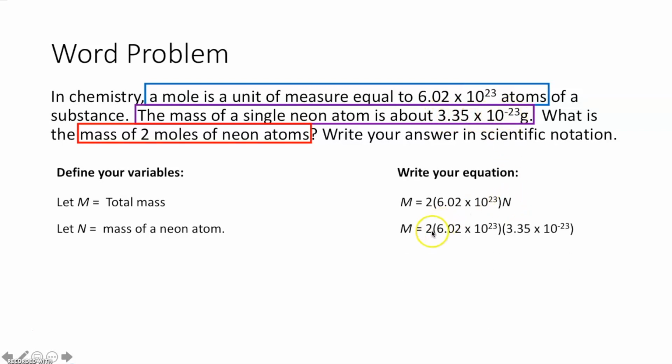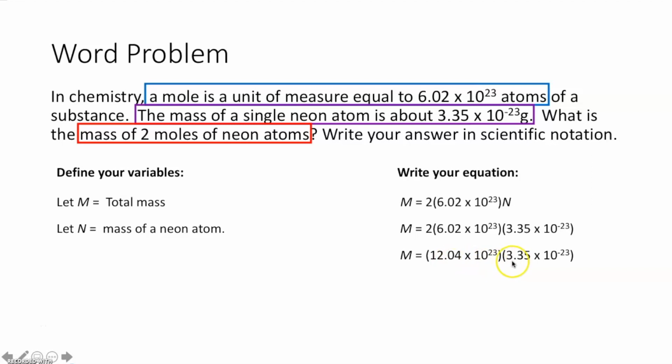Sweet. So all we have to do now is just multiply this together and we end up getting the mass of 2 neon atoms. So what is 2 times 6.02 times 10 to the 23rd? How do we do this? Well, again, we multiply the 2 times the 6.02 and we end up getting 12.04. We don't have to convert this into scientific notation yet. Let's multiply it all out and then we can just do it all at the end.